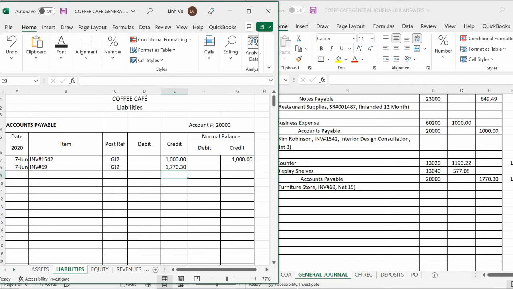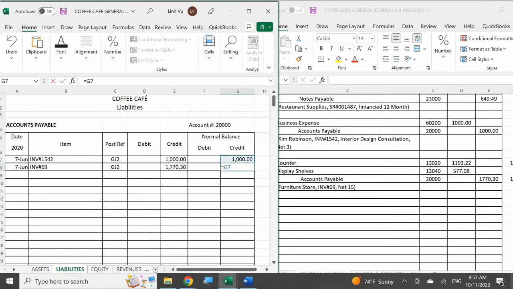So this one's straightforward. Since I am increasing with a credit, if I started out with $1,000 and I'm going to increase my accounts payable by $1,770.30, then I'm adding to my existing pile. I'm going to be adding it, so I'm at $2,770.